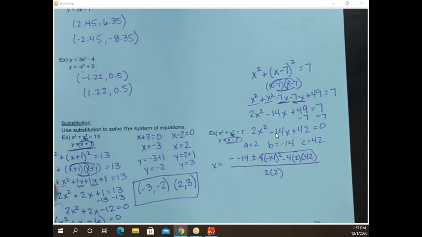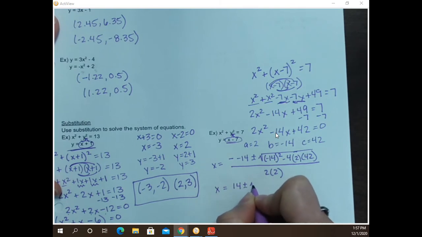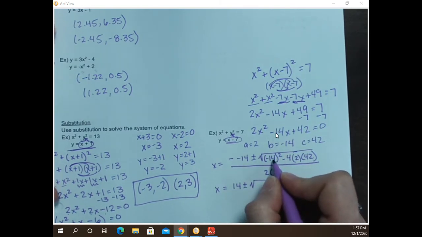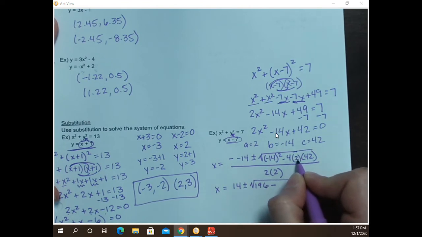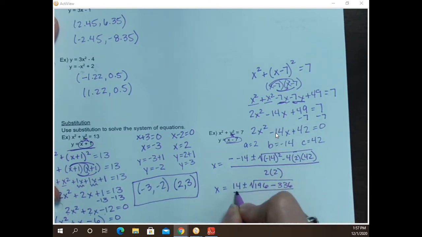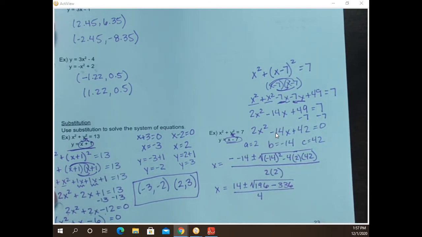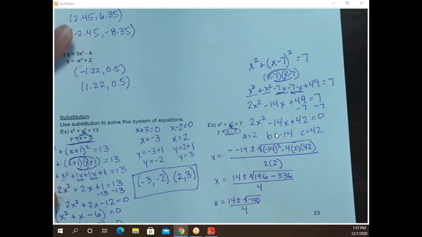From here, I'm going to start reducing. Negative, negative would be a positive. So I have x equals positive 14 plus or minus the square root of negative 14 squared, which is 196, minus 4 times 2 times 42, which is 336, all over 2 times 2, which is 4. Inside my root here, I would get negative 140. So I have x equals 14 plus or minus the square root of negative 140 over 4.